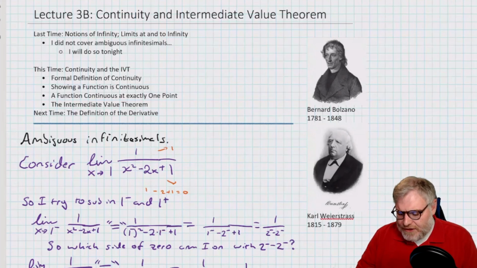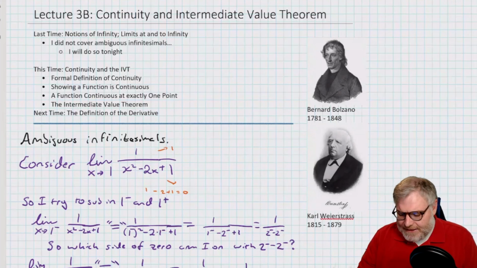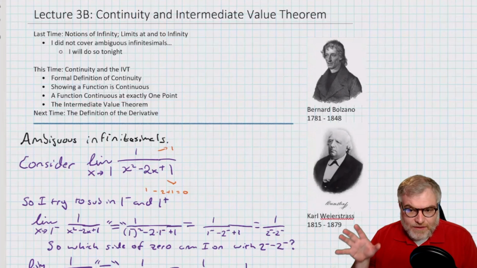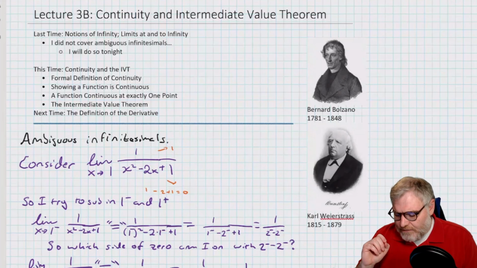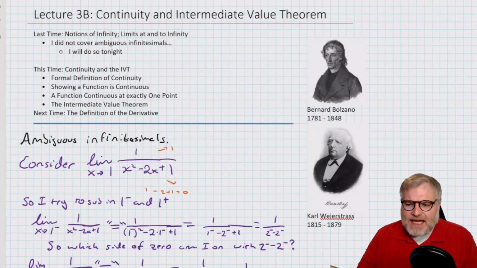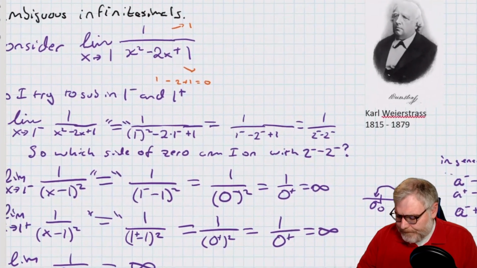We'll show a formal definition of continuity. We'll do some examples showing a function is continuous. Then we'll do some psychotic things, like a function that's continuous at exactly one point, which is kind of weird and different from what you did in peer leading. And then we'll talk about the intermediate value theorem. Next time, we will be talking about the definition of the derivative, which is probably the most important lecture of the course, at least for module 1.